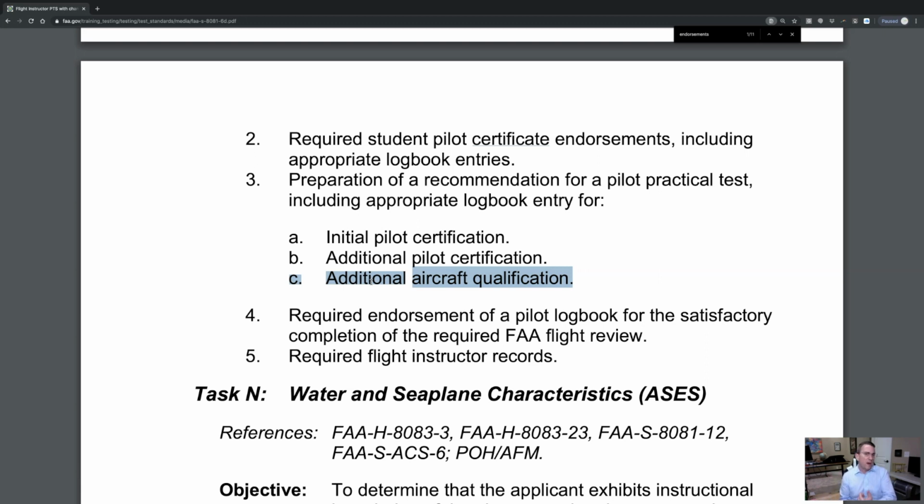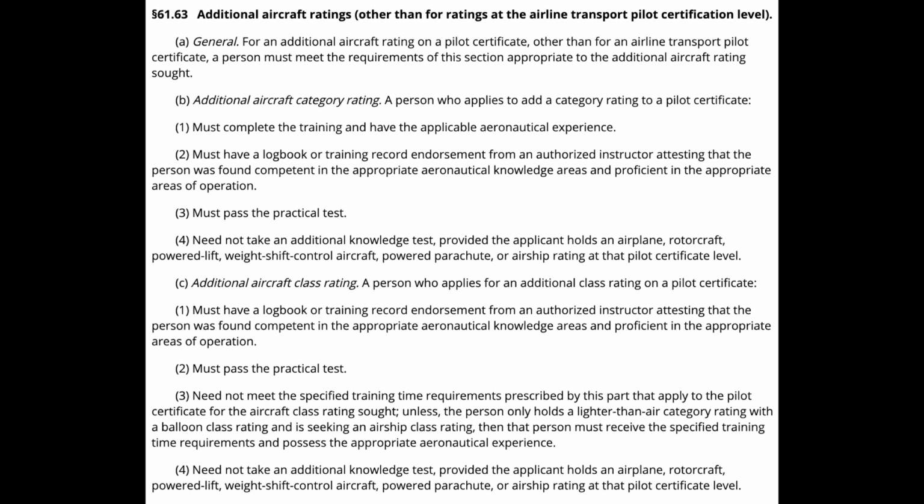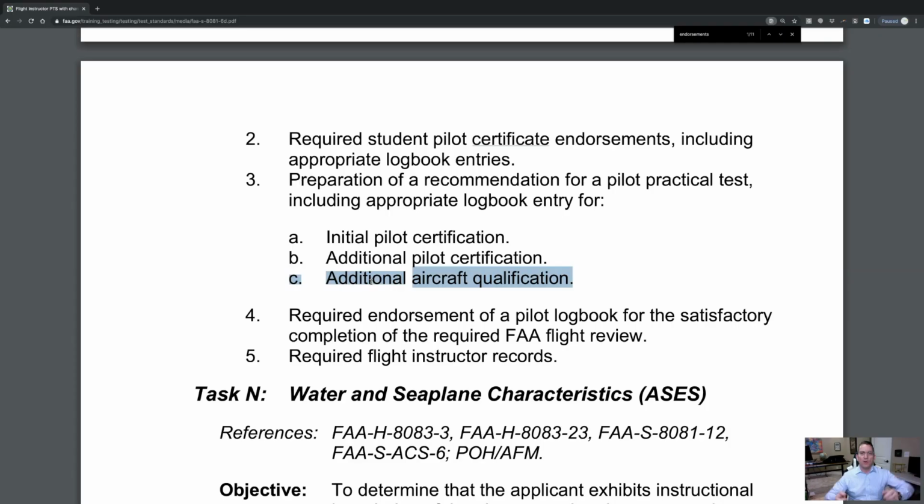Now this training comes from 14 CFR 61.63, and 61.63(b) would be for an additional category, and 61.63(c) would be for an additional class. Now you can go back into my regulation videos and actually see how that is done. I don't want to go over that information again. Just go back to the regulation videos that cover 61.63, and you can see how an additional category or an additional class is done, how the training's done there.